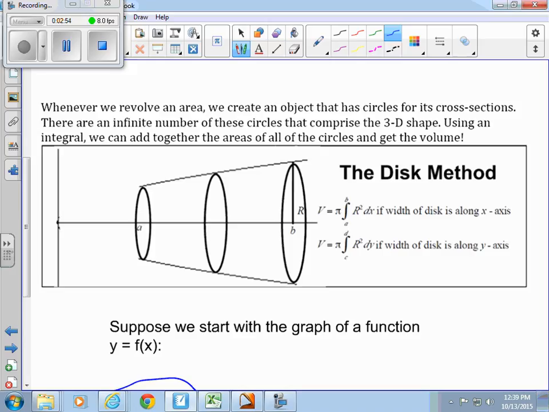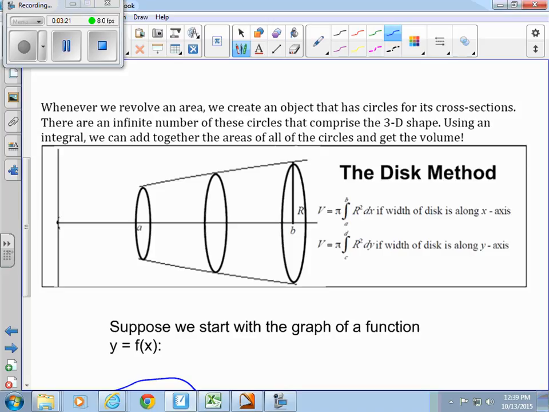So most textbooks actually teach this before they teach what I taught yesterday. I like it the other way first because I like to go more general first and then more specific. This is really just another case of what we learned yesterday. So we're going to integrate the area to find volume. So the volume is going to be pi r squared dx if we are rotating around the x-axis.